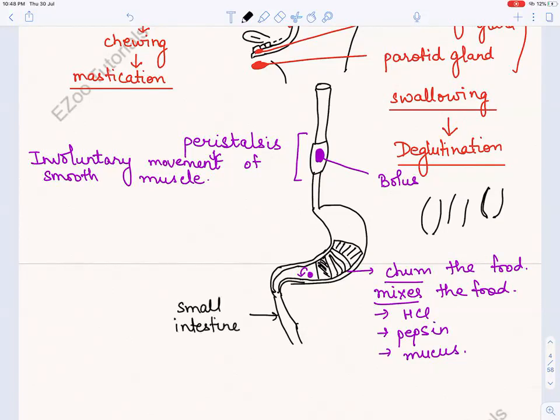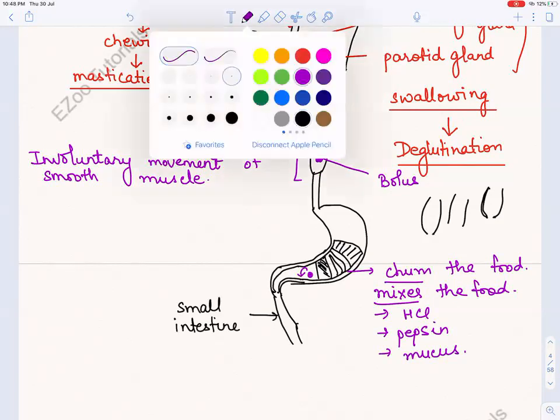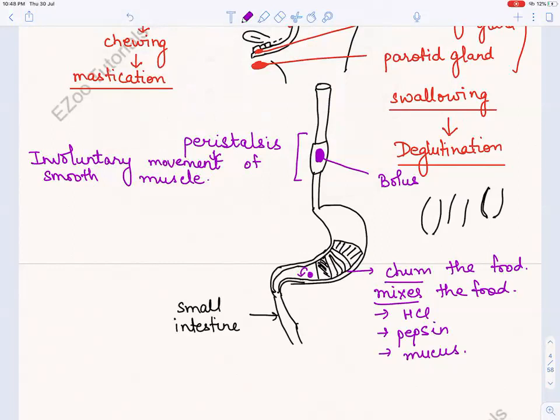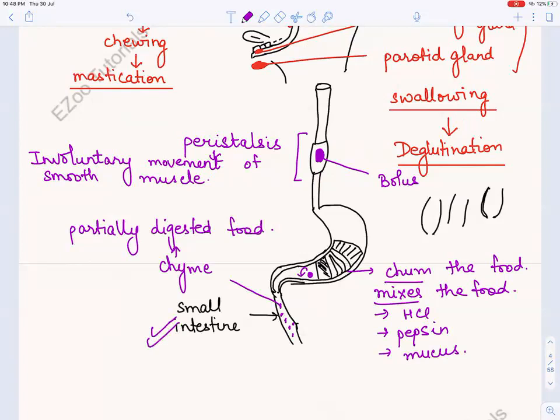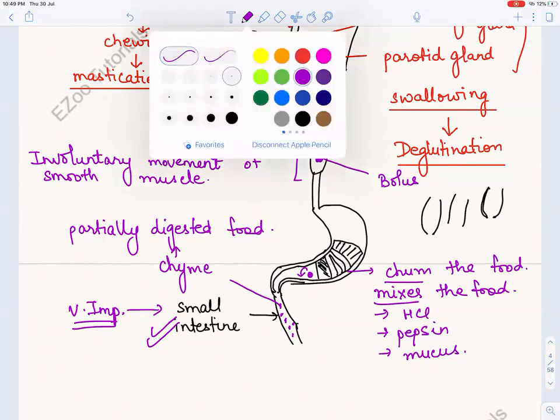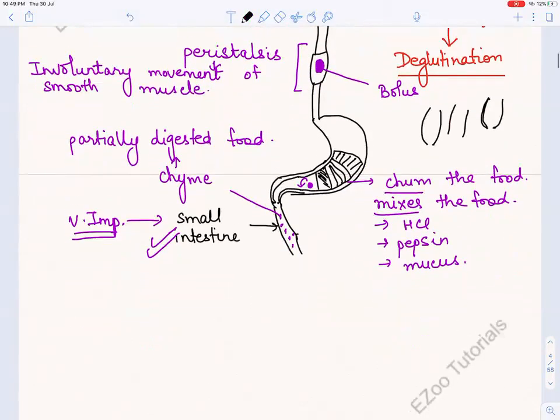And once the food gets into the small intestine, the food is called what? It's called chyme. So after the stomach, the food is called chyme. And what is chyme? Chyme is partially digested food. And why is it partially digested? Because now the maximum digestion will take place in the small intestine. So the small intestine is very important from the exam point of view, from the question point of view, and from the understanding point of view also. So I hope you are enjoying and learning also.